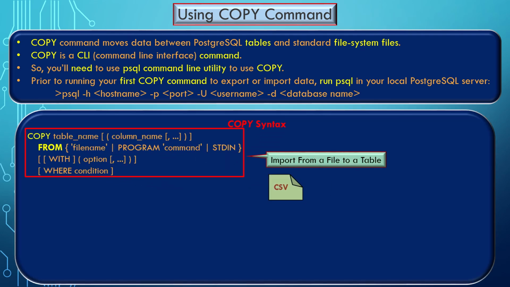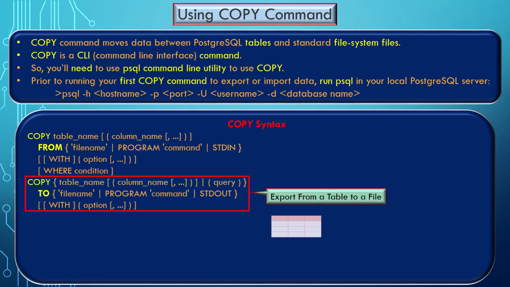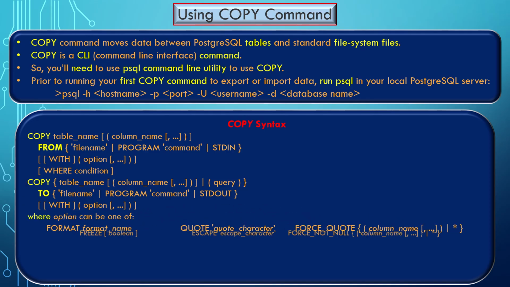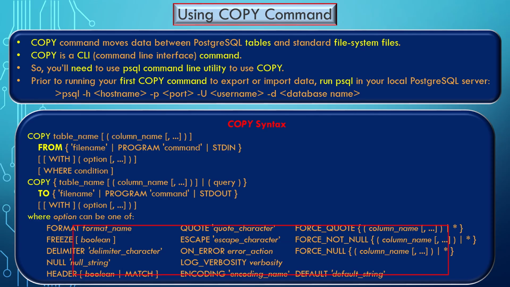The copy from command is used to import data from a file to a table. The copy to command is used to export data from a table to a file. The where option can be one of the following shown here.